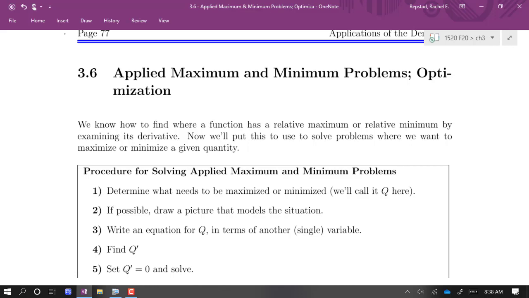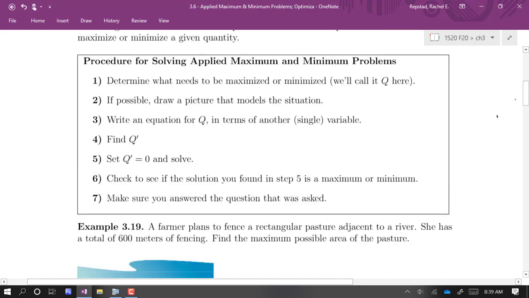With these problems, they're going to describe a scenario. Maybe it's one where we have decisions that could be made, but some things could be changed. And then they're going to ask us to either maximize or minimize some quantity, all right? So in this procedure, whatever that quantity is, I'm just calling it Q. Sometimes it's helpful to draw a picture. If so, do it. Sometimes that can give us some insight.